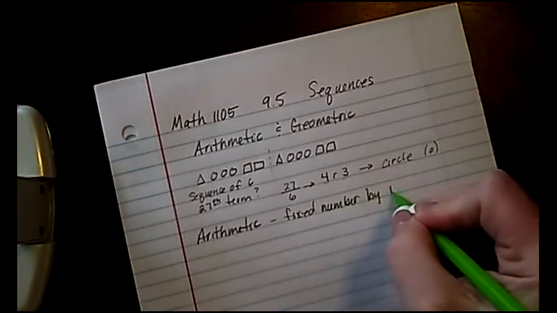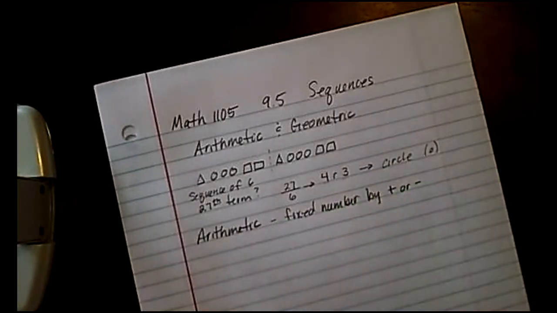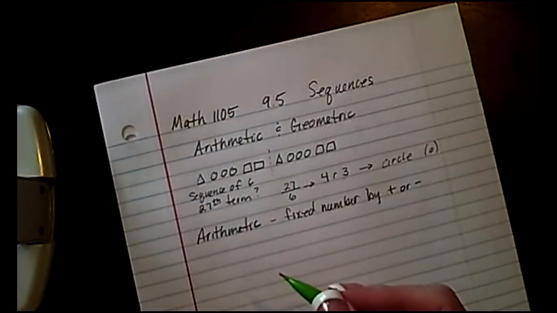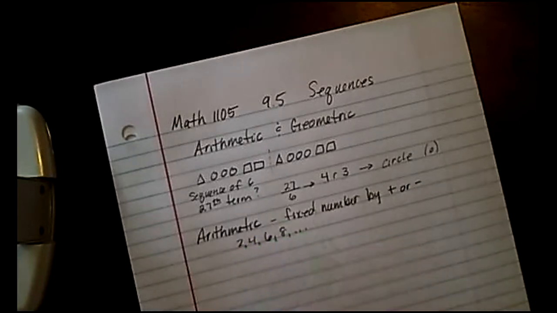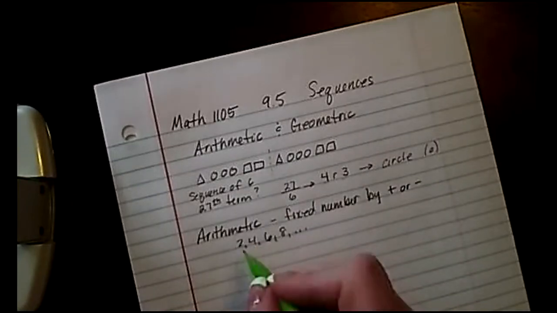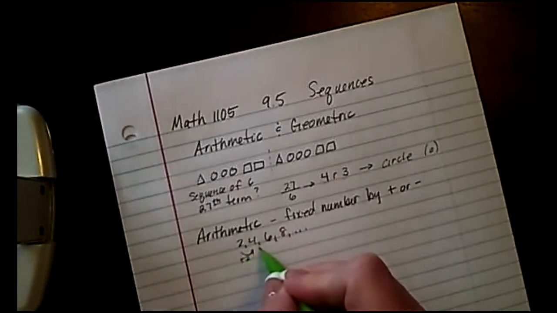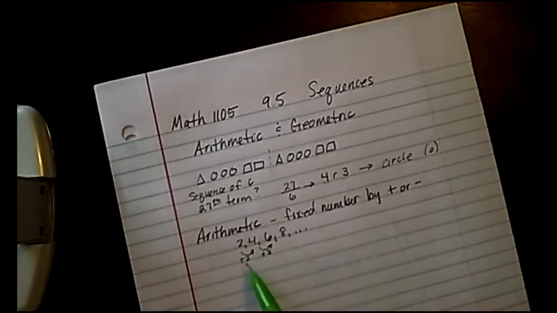For example, let's say we just have a basic pattern of 2, 4, that goes on infinitely. All right, so you can see what that pattern is: we are adding 2 each time, right? So it's a fixed number and it's an addition or a subtraction. So what we want to be able to do is predict what is maybe the 20th term in that pattern, and without doing it by trial and error.